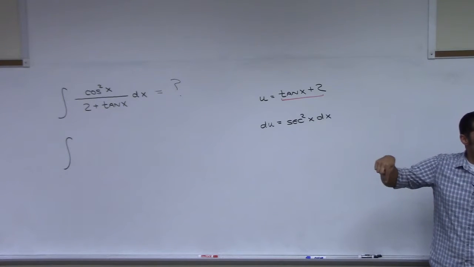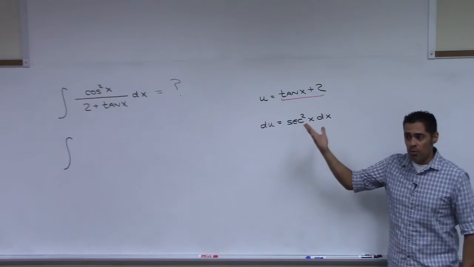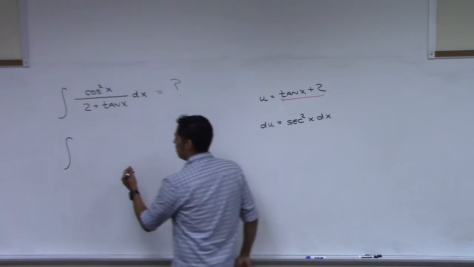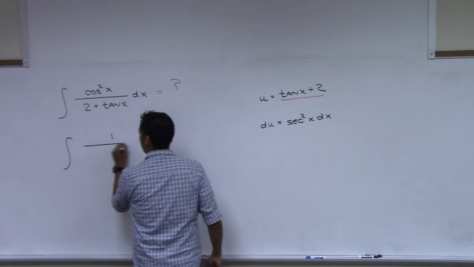Have the cosine squared x on the bottom instead of on the top. Then it would work, right? So look at this. New integral. What if I wrote this?